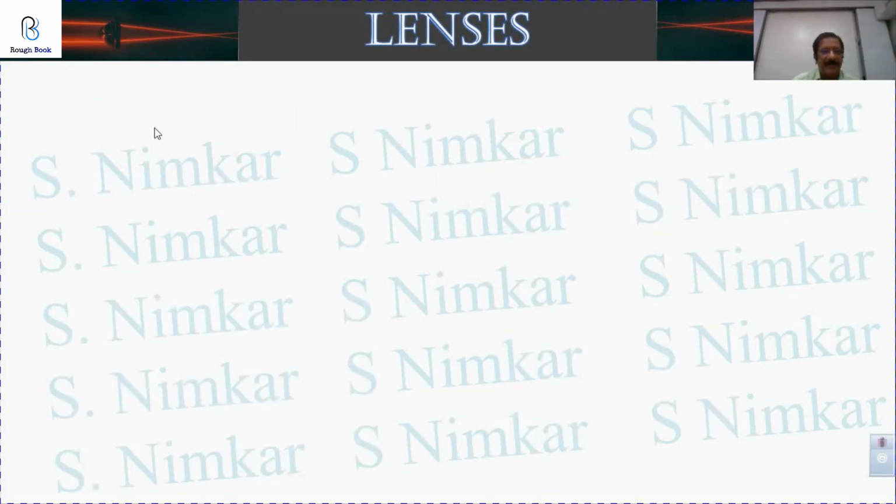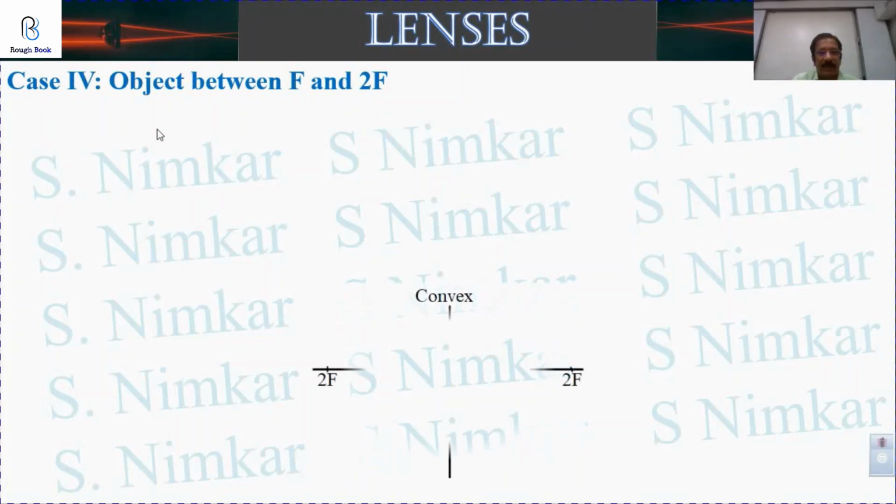Now let us go to the next case, when the object is between f and 2f. When the object is between f and 2f, you need to be careful that the object should not be very close to the focus, because if the object is very close to the focus, the rays will not meet on the paper. So you should draw the object between f and 2f, maybe at the center, maybe slightly closer to f, slightly closer to 2f, but not very close to f.